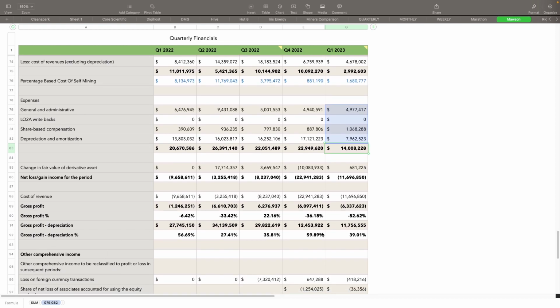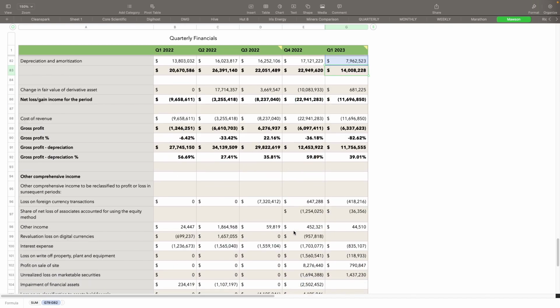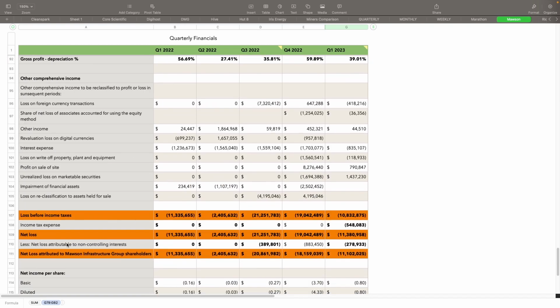Gross profit minus depreciation came in at 39%. That's down from the 59% they reported in Q4, but it's a little bit higher than Q3, so that's at least some good there. Other comprehensive income, let's see what else we have here. You guys can take a look at all this stuff.